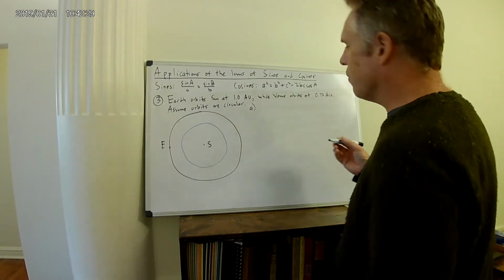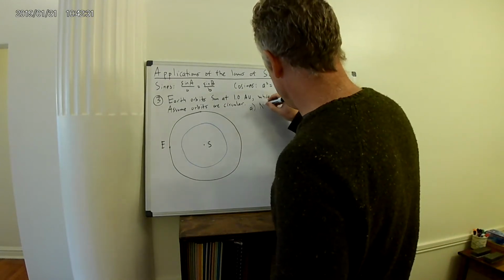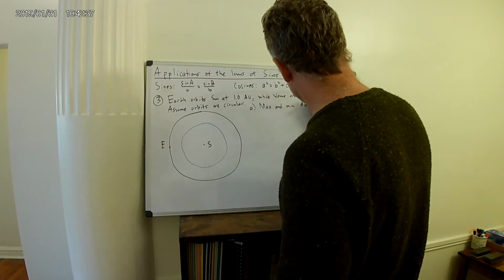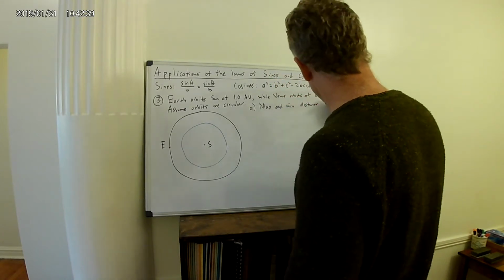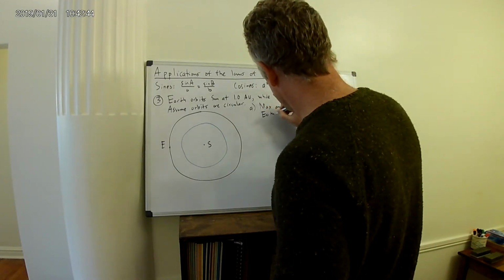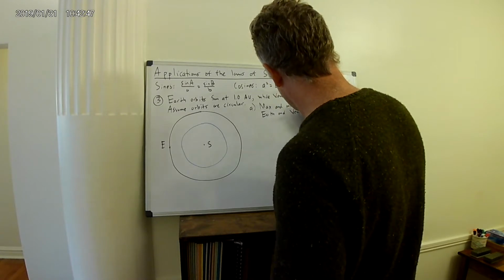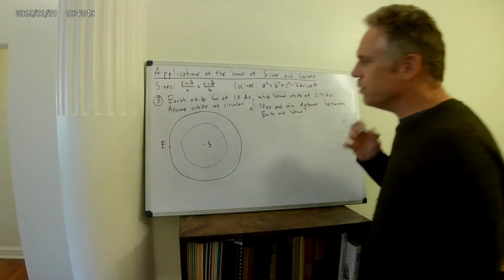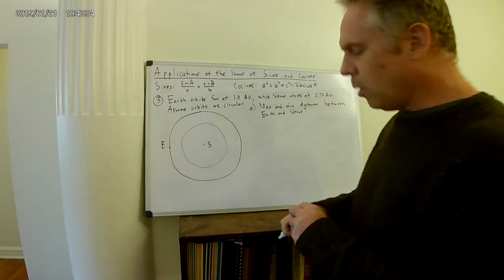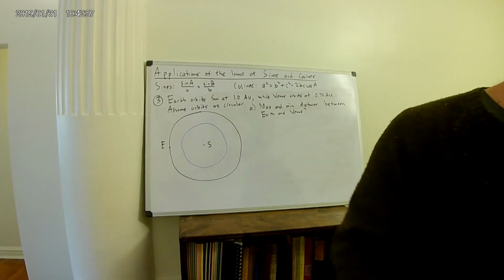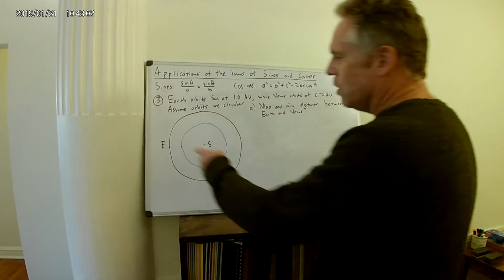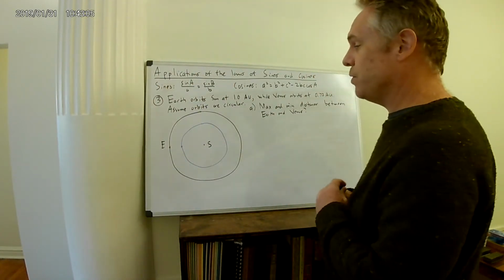For the first part of this problem, we're going to ask ourselves, what are the max and min distances between Earth and Venus? In other words, what's the closest that Venus comes to Earth, and what's the farthest Venus can ever be from Earth? Well, hopefully you see the closest Venus ever comes is when Venus will be located right here, so that Venus would be exactly between the Earth and the Sun.